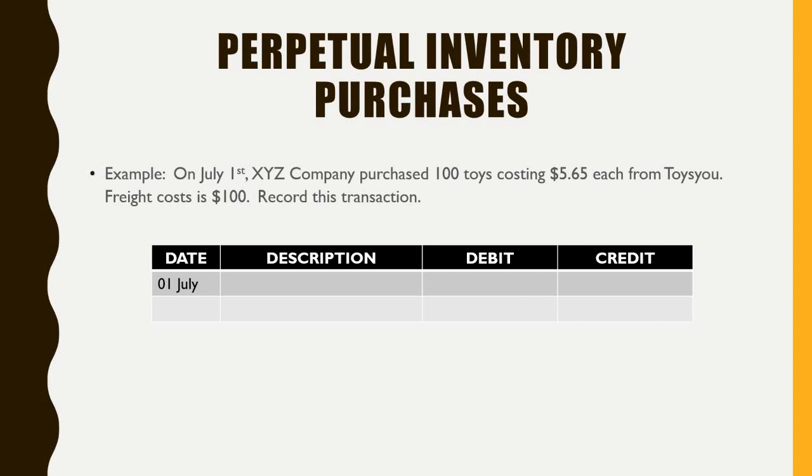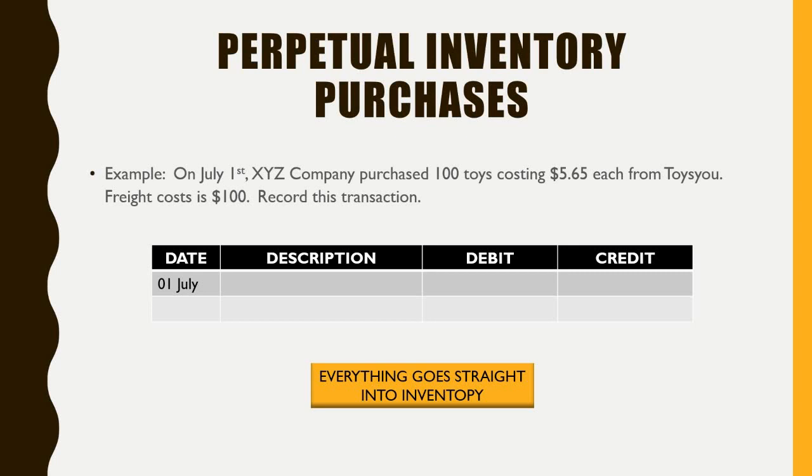You can do inventory, but because we were buying a specific item, what did we buy? We bought toys. So toys, and it will be for the whole amount of the $665 on the debit. Good. So in this case, everything goes into inventory, right?